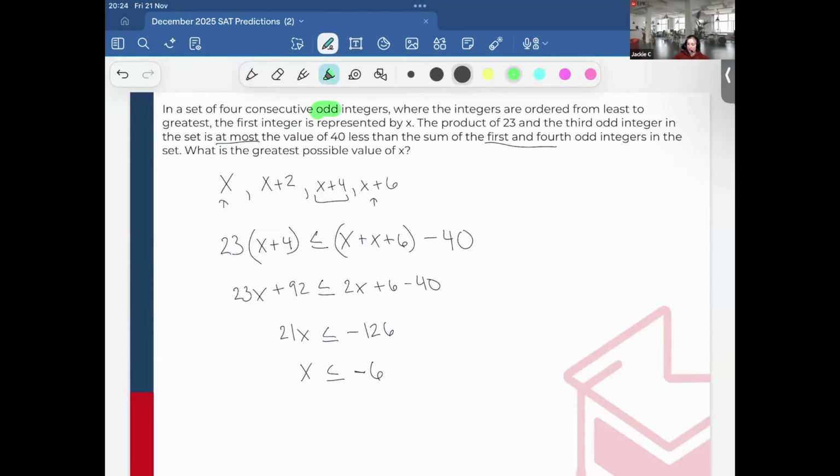Careful, it asks you for the greatest possible value of x. Remember that x is an odd integer. So the trap answer would be negative 6. The greatest possible answer would be the next one down. That's odd, negative 7. Wasn't that such an amazing problem?